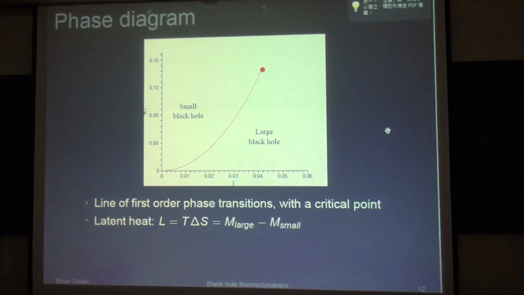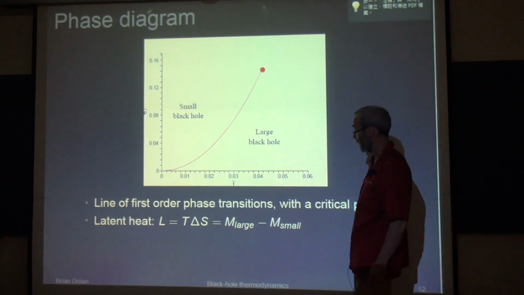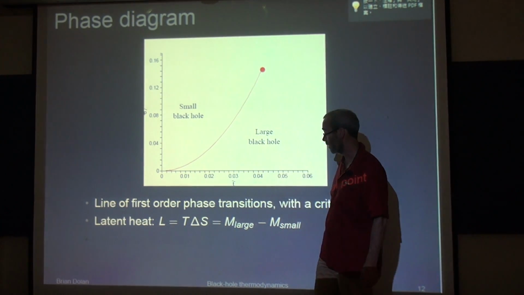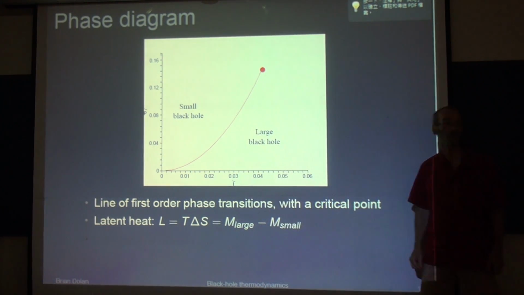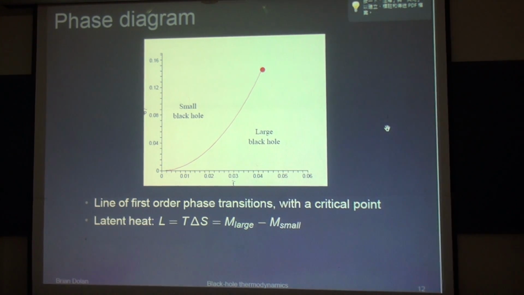You can work out the latent heat, and indeed if everything works correctly, the latent heat is the temperature times the jump in entropy across the line as you go from small black holes to large black holes.